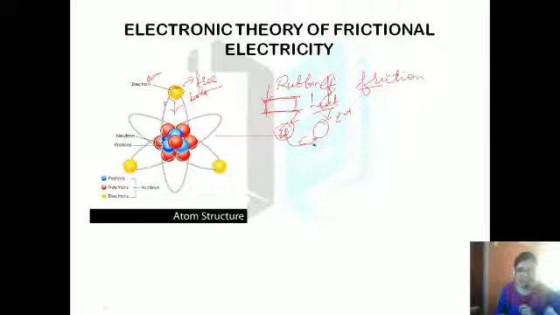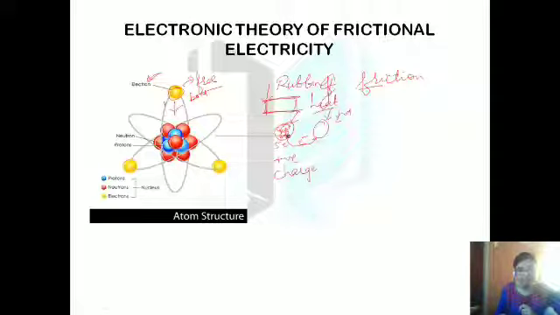It is losing 1 electron. That means now there is a deficit of 1 electron. Okay, that means there is 1 excess of positive charge. So we say that this body has acquired positive charge. When the body loses an electron, it becomes positively charged.